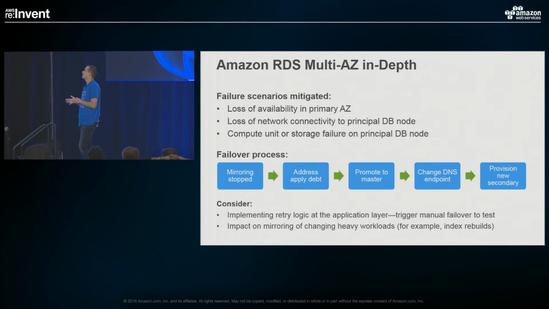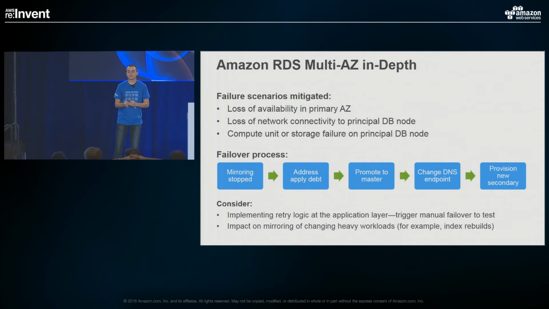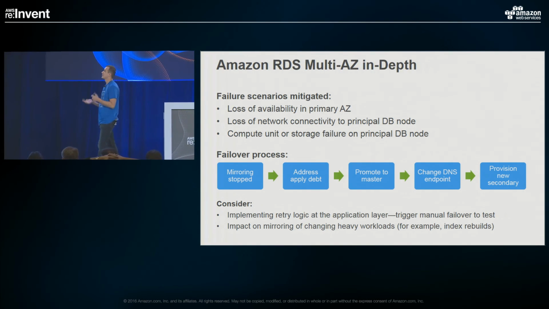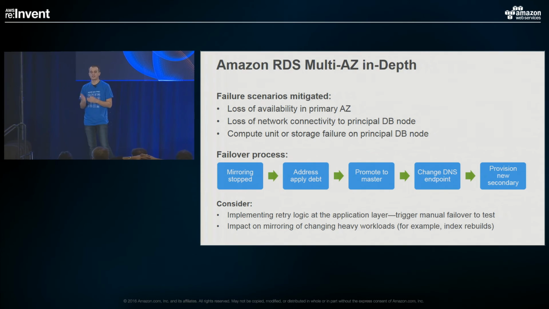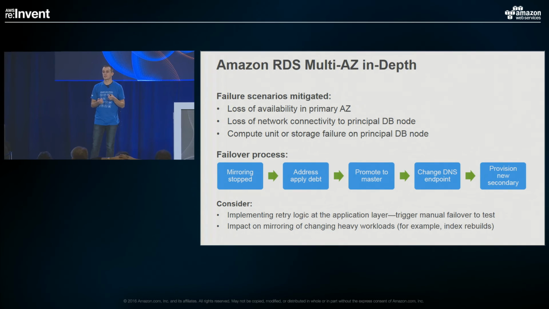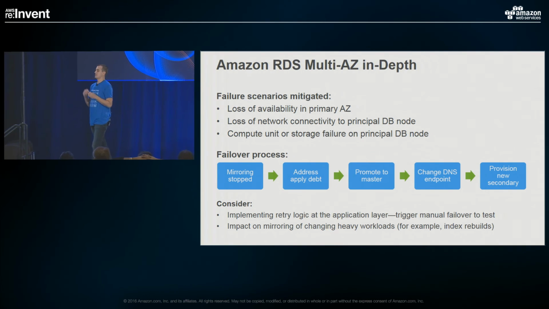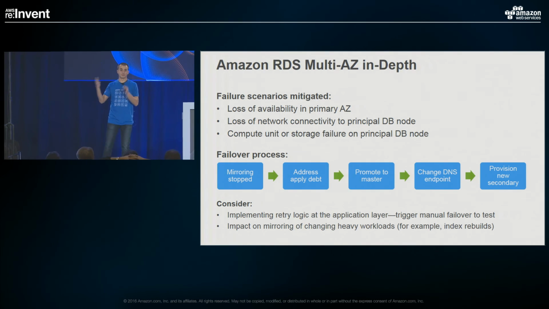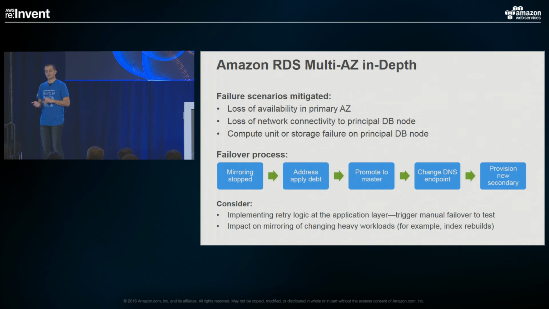So multi-AZ mode is designed, similar to what we discussed in EC2, to mitigate failures at both the instance and availability zone level. With RDS, your database instance is exposed using a DNS endpoint, right? So you use a SQL client to connect to that DNS endpoint and the port. And we manage that endpoint and the IP addresses that it resolves to.